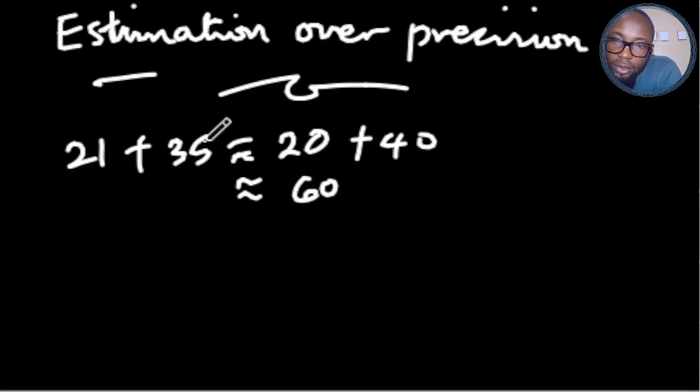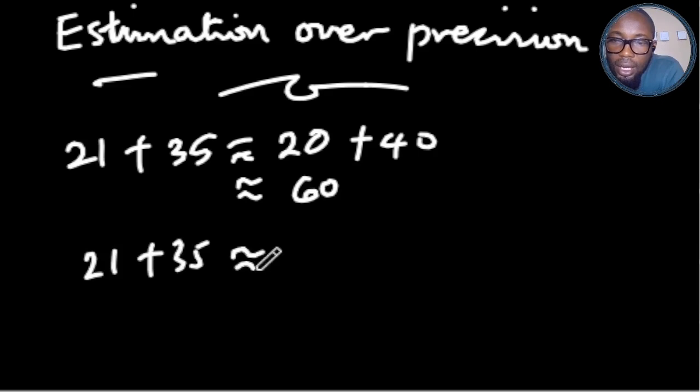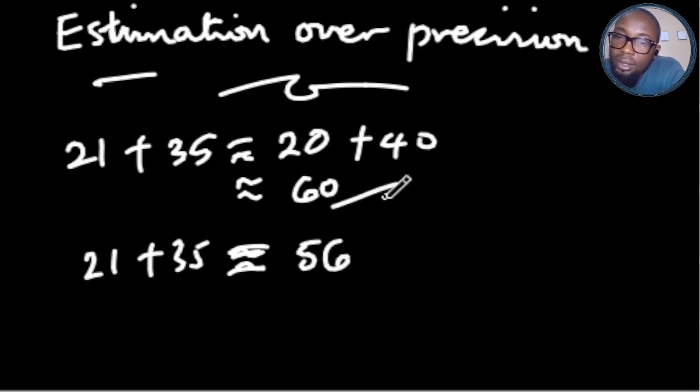I will tell you why it is important sometimes to do this when you're manipulating numbers. Now, by the time I do precision, precision is 21 plus 35. Assuming I'm using the method I used before because I don't like the column method anyway, I have 20 plus 30, that is 50. And 50 plus 1 is 51, plus 5 is 56. So we have 56. Of course, if you compare 60 and 56, they are very close. So my estimation is correct, and my precision is correct too.